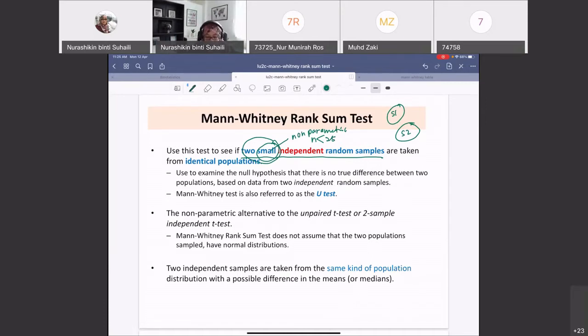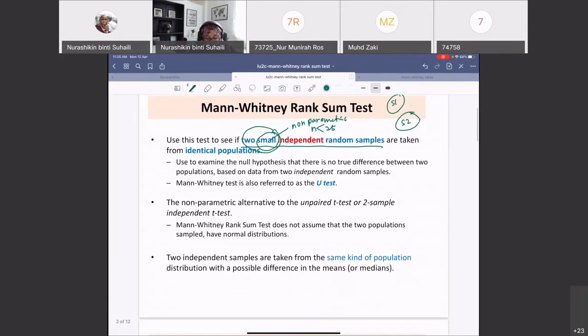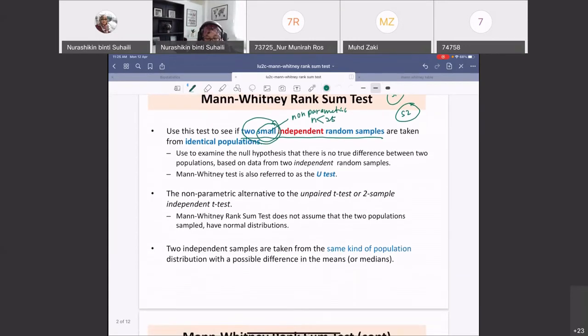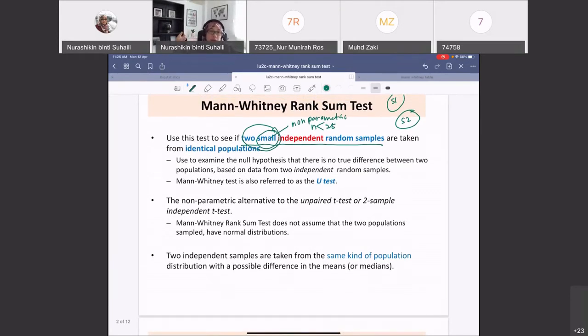Yeah, so we want to compare these 2 random, independent samples, and see whether there is a difference or not between the 2 samples. Okay, so that is actually what the Mann-Whitney rank sum test is all about. And it's also called the U-test. It's an alternative to the unpaired t-test or 2 sample independent t-test.